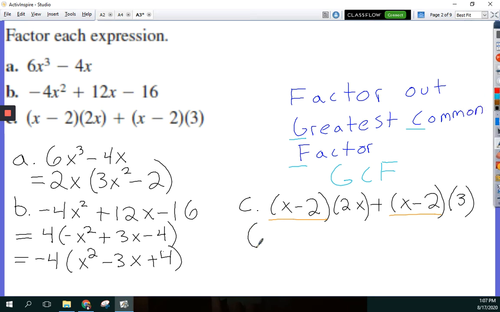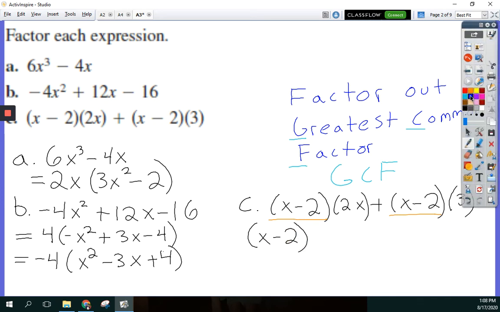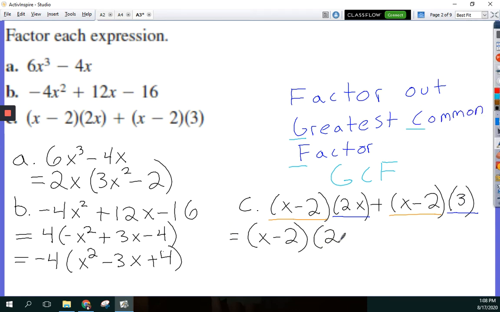And we can factor it out the same way. So they both have an x minus 2. So that's what's going to get moved to the front. And then we're looking at what we have left over. So in this case, we have a 2x and a 3. So in our second set of parentheses, we get 2x plus 3. Again, checking to make sure that nothing else can be factored out, and it can't, so that is our factored form.